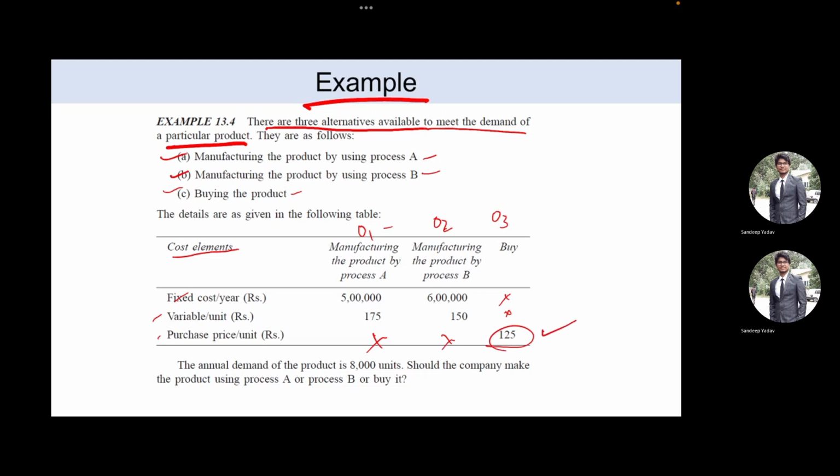The annual demand of the product is 8,000 units. Should the company make the product using process A or process B, or buy it? Let's see.